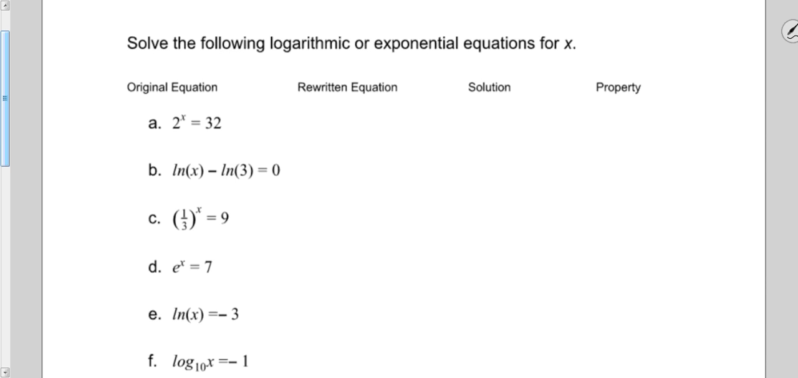Okay? So turn to page, what page is this? I think it's 215? 214.